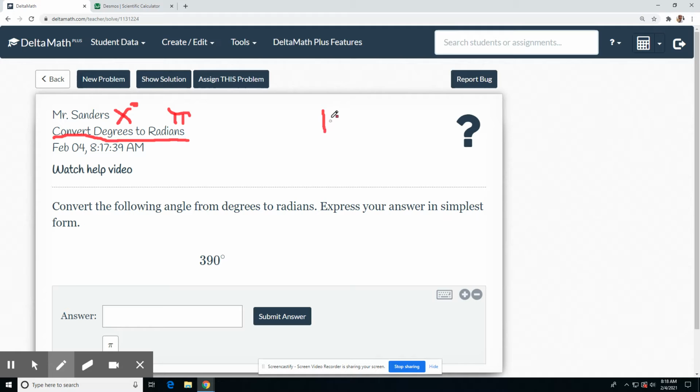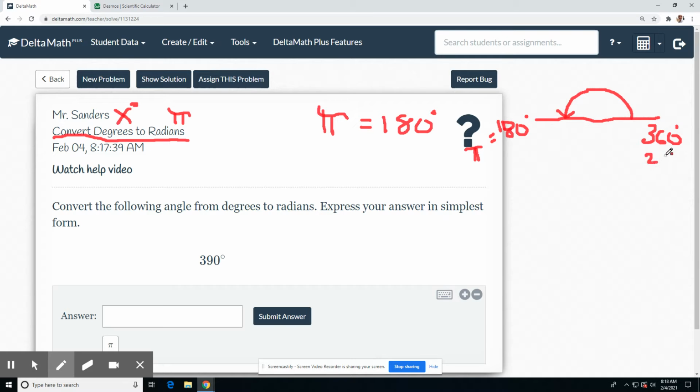So you have pi is equal to 180 degrees. If you need to, you can always think about your unit circle. That's a good reference. So this is the same as 180 degrees, which is equal to pi. And if you're not sure, all the way around the circle is 360 degrees or 2 pi. That's the main idea for reference. All right, so these two are equal.